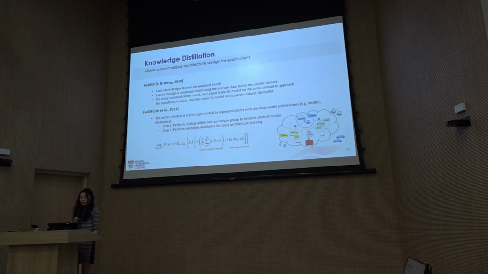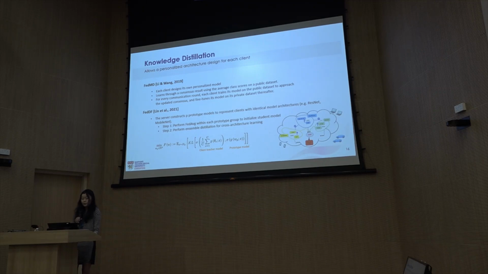So for knowledge distillation, the key advantage is that it allows a personalized architecture design for each client. And in FedDF, for example, it assumes a setting where each client requires models of different model architectures, as they have different computational capabilities. So for example, we have different architectures like MobileNet and ResNet. So the server constructs a certain number of prototype models to represent clients with identical model architectures.